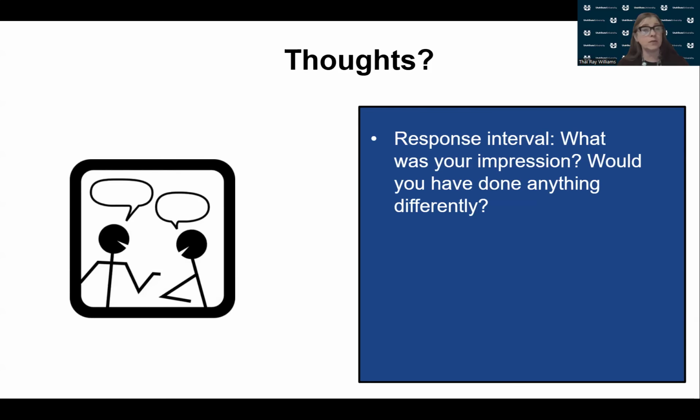All right, and then just some final thoughts on this section is with the response interval, what was your impression? Again, did you think it was long enough? Did you think it was too short? Do you think that the student needed more time? And would you have done anything differently in this case?